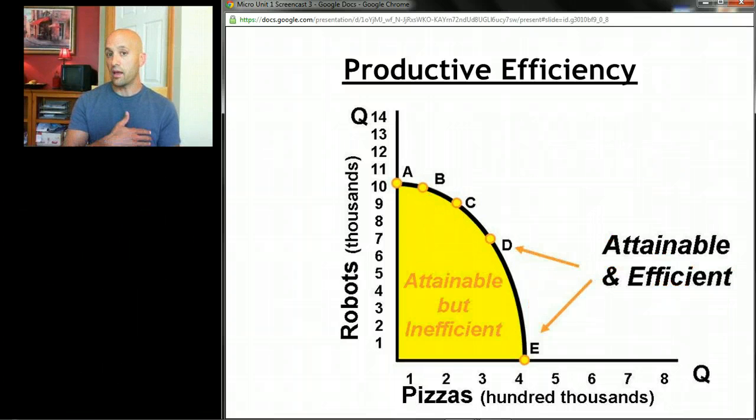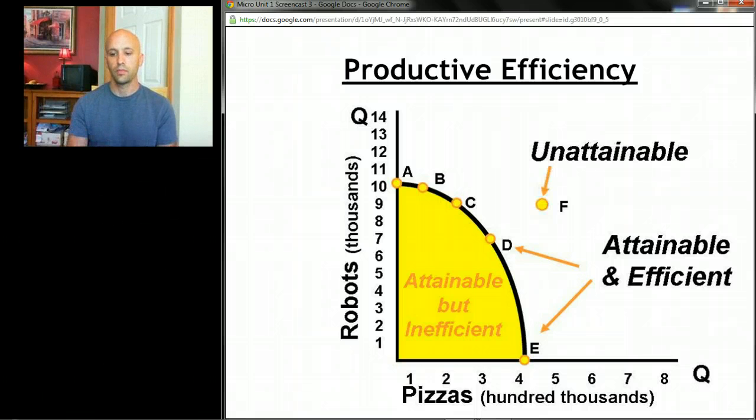Being on the curve, again, any of those points, A, B, C, D, or E, is both attainable and productively efficient. It's the most that we can get to. And for that reason, sometimes production possibility curves are called production possibility frontiers, because it shows you the boundary between what's possible and impossible for a given country. A point outside the curve, a point like point F, would be ideal, better than anything that we have, but it would be unattainable. It's simply not a combination of robots and pizzas that we can produce given our limited, scarce resources.